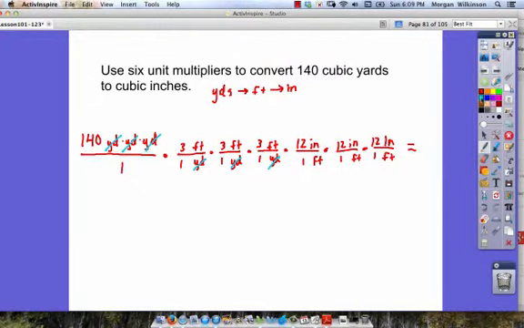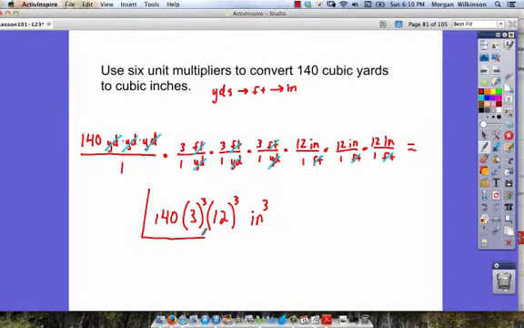And now we can cancel our feet. Feet cancel with feet. Again. And again. And now we can find our answer. So we've got 140 times 3, and we're going to get that times 3 to the 3rd power, times 12 to the 3rd power, and our answer must be in cubic inches, or inches to the 3rd power. Again, this is my preferred way for you to report your answer.